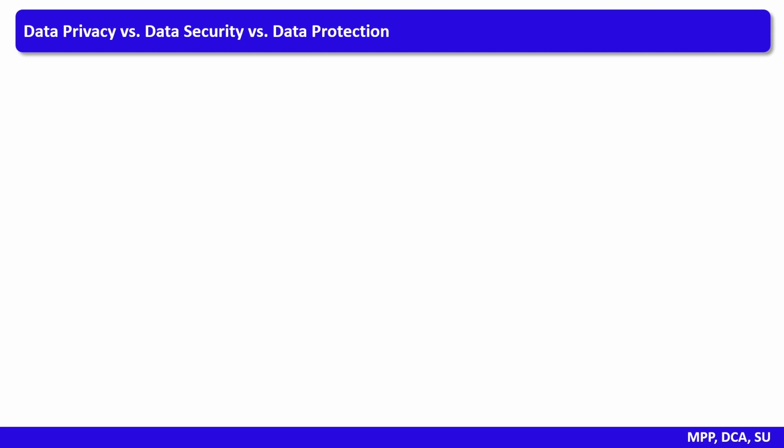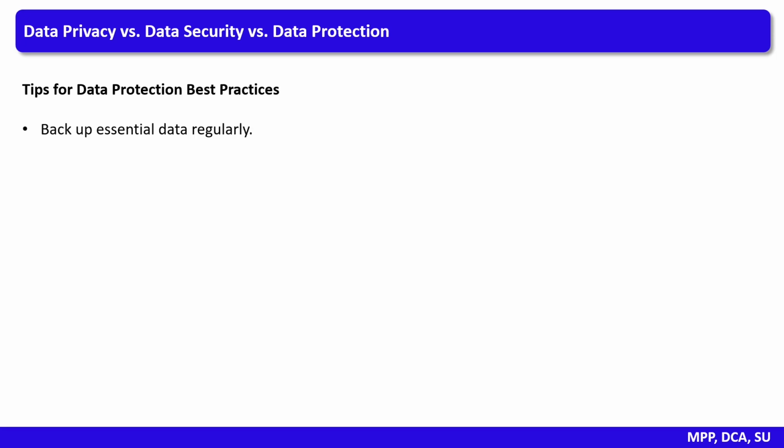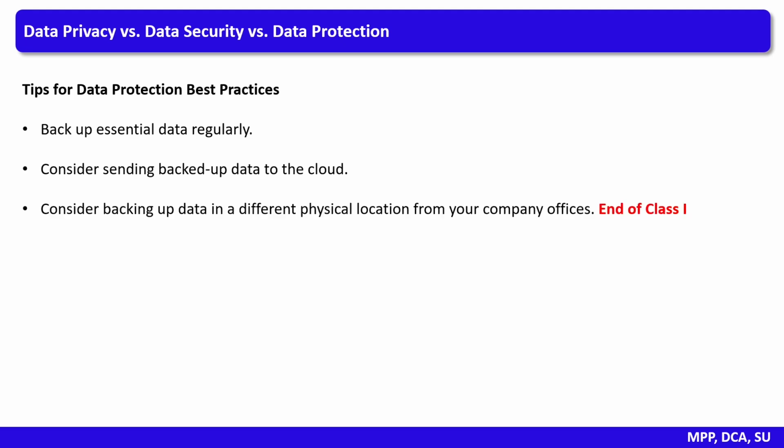Now let us move on and discuss some of the important tips for data protection best practices. Backup essential data regularly. Consider sending backup data to the cloud. And consider backing up data in a different physical location from your company's office.